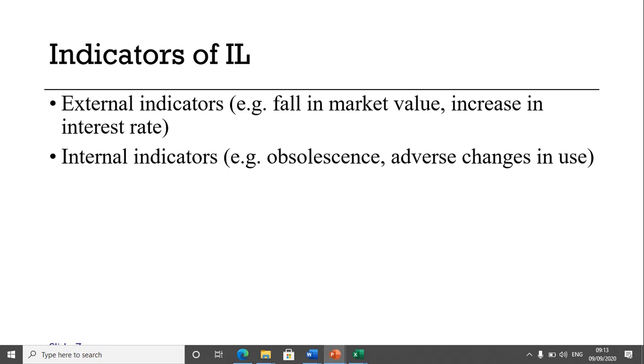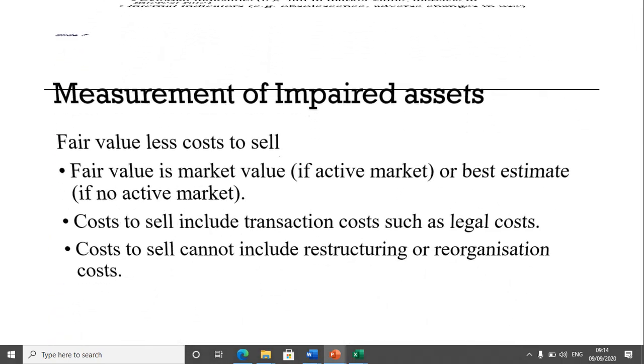and all those things may result in a substantial fall in the value of an asset. Internal indicators. Now, under internal indicators, we have those factors that are under the control of the organization. The first one is obsolescence. The asset is simply outdated. Adverse change in the use of the asset. This could result from damage, and so on and so forth. All right, so that is what you have there.